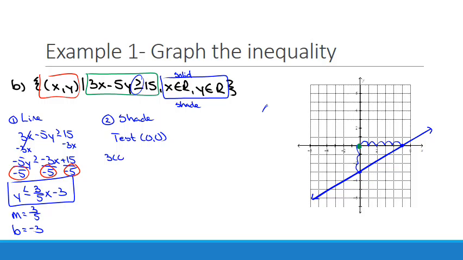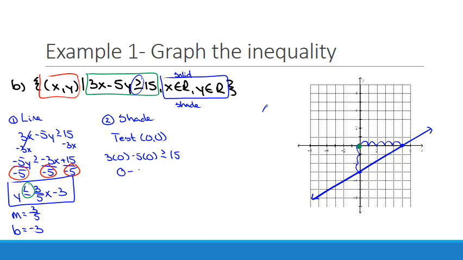So 3 times 0 minus 5 times 0 is greater than or equal to 15. So yeah, I go back to the original inequality. I'm not going to keep my sign flipped. Remember, this one was flipped, but that was flipped in that calculation I did. Whenever you start a new calculation, you start from scratch again. So I'd restart.